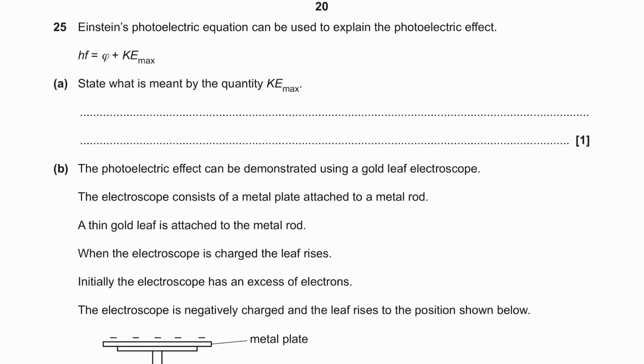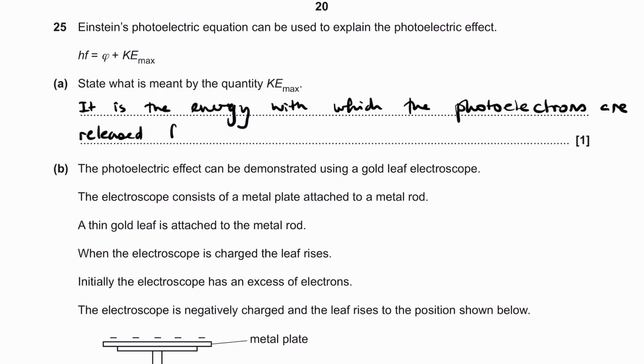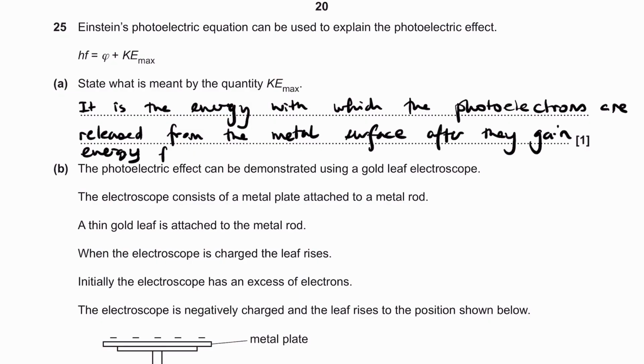Einstein's photoelectric equation can be used to explain the photoelectric effect and what is meant by KE max. It is the energy with which the photoelectrons are released from the metal surface after they gain the energy from the photons in that one-to-one interaction, and as long as this energy exceeds the work function of the metal. All right, so that's that.